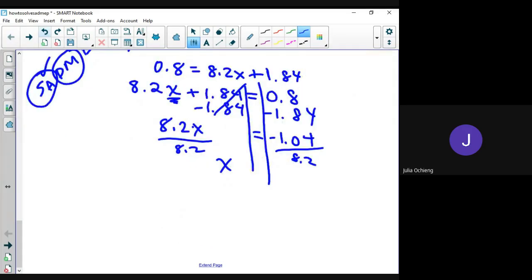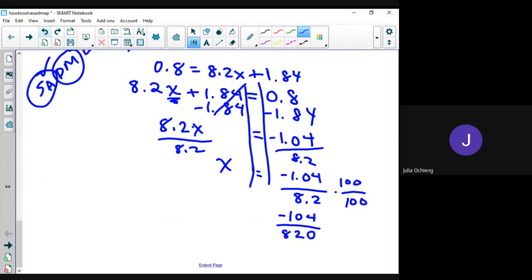And again, to get rid of the decimal, I can just multiply by 100 over 100, which is just 1. So it doesn't change the value, it just cleans it up. So it's negative 104 over 820. It's not reduced, but that is going to be the answer. Now, again, the worksheet says to round it off. So if you do that in your calculator, you can round it to the nearest hundredth, which is going to be x is equal to negative roughly 0.13.